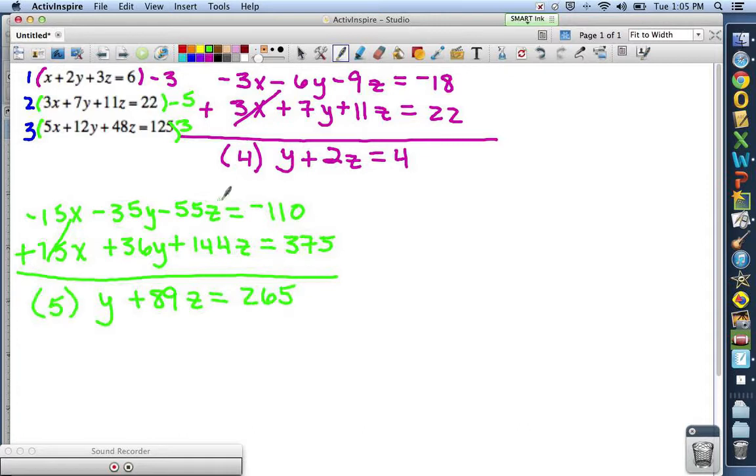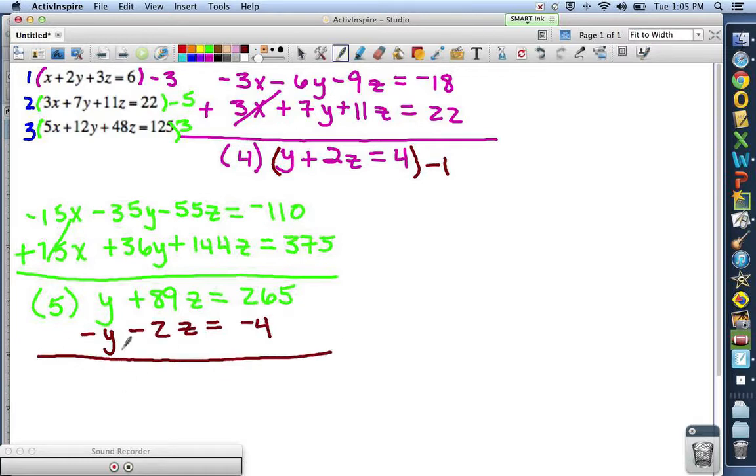By multiplying equation 4 by negative 1 and rewriting equation 4 below equation 5, we will now be able to add those two equations. So negative y minus 2z equals negative 4. That's equation 4 times negative 1. Adding the equations, the y's cancel out. We get 87z equals 261. Dividing by 87 gives us a result of z equals 3.